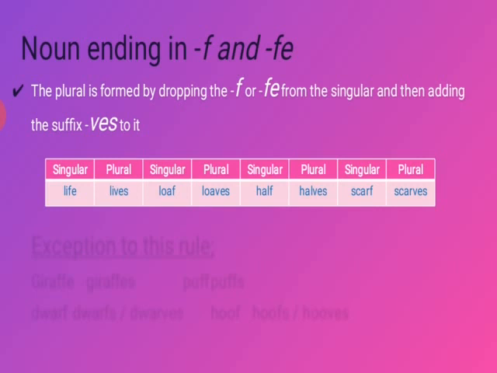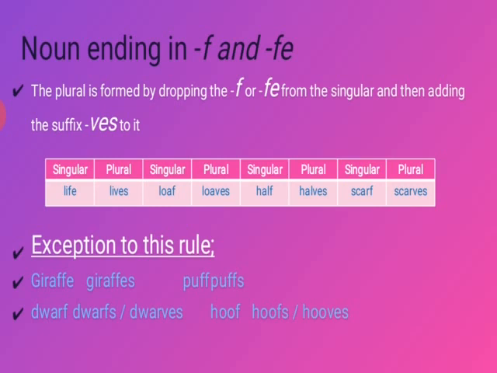And then again scarf, F is dropped and VES is added. But keep in your mind there are certain exceptions to this rule, like giraffe is changed into giraffes, fine, but just adding S at its end, and same goes for puff. By just adding S at its end it becomes puffs. And another two examples, dwarf and hoof. Dwarfs and dwarves, both are correct. Hoofs and hooves, both are correct. You just have to keep these exceptional examples in your mind also.